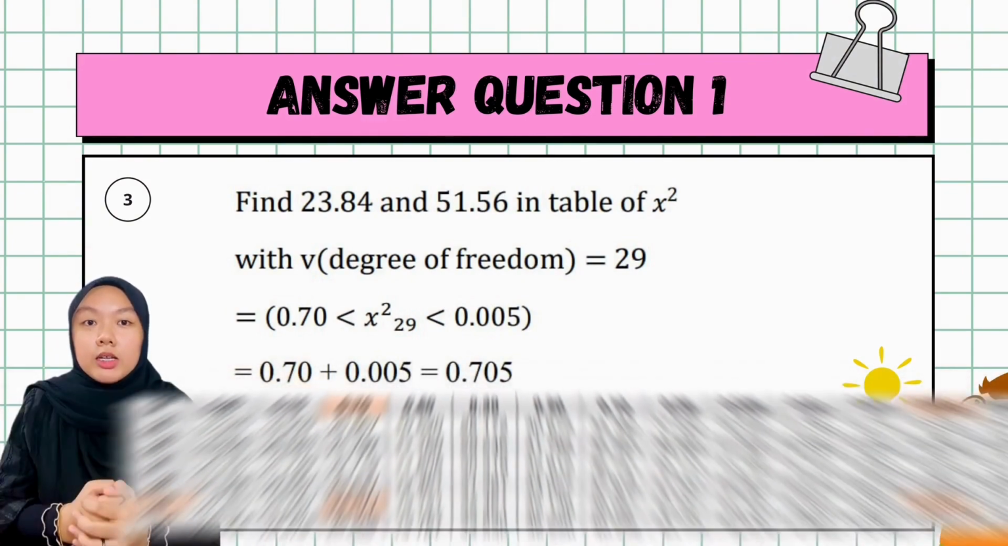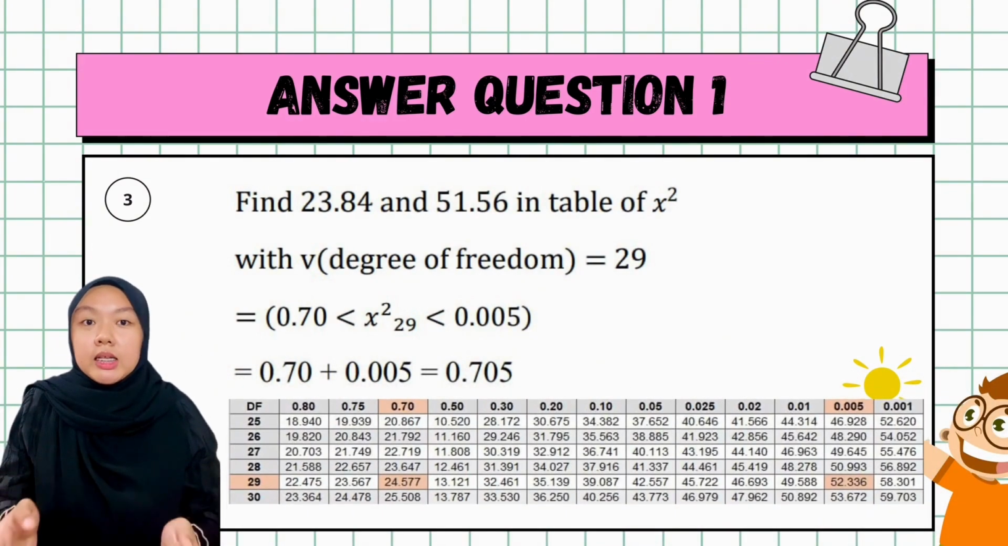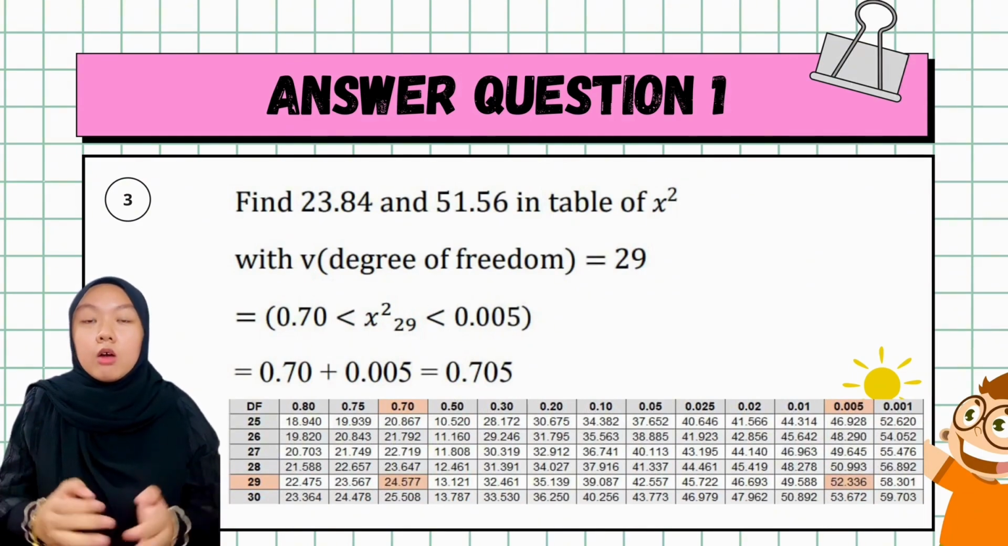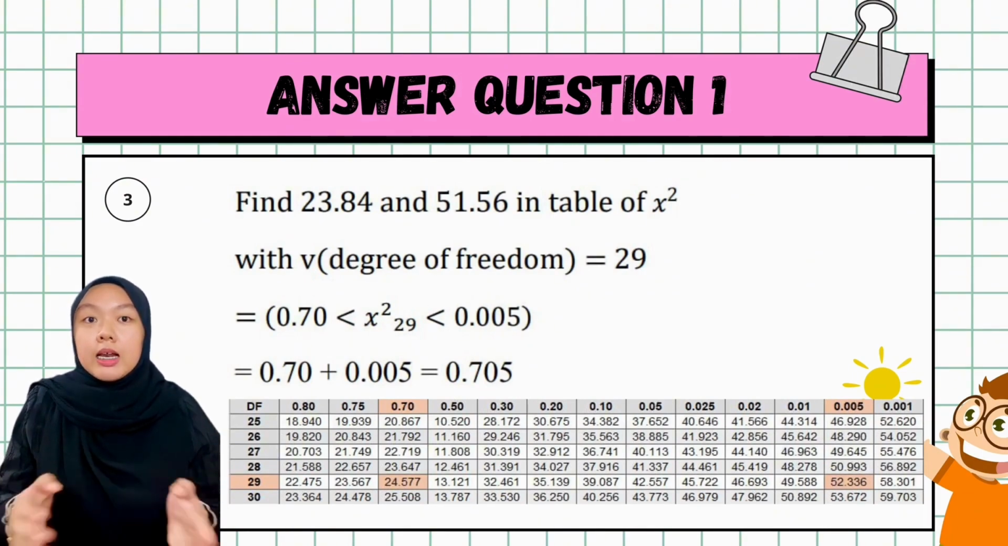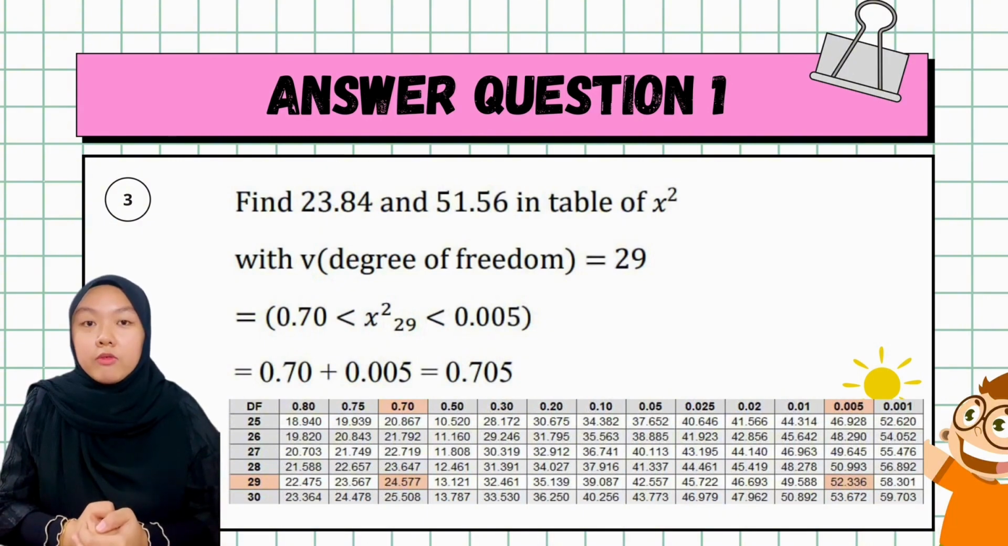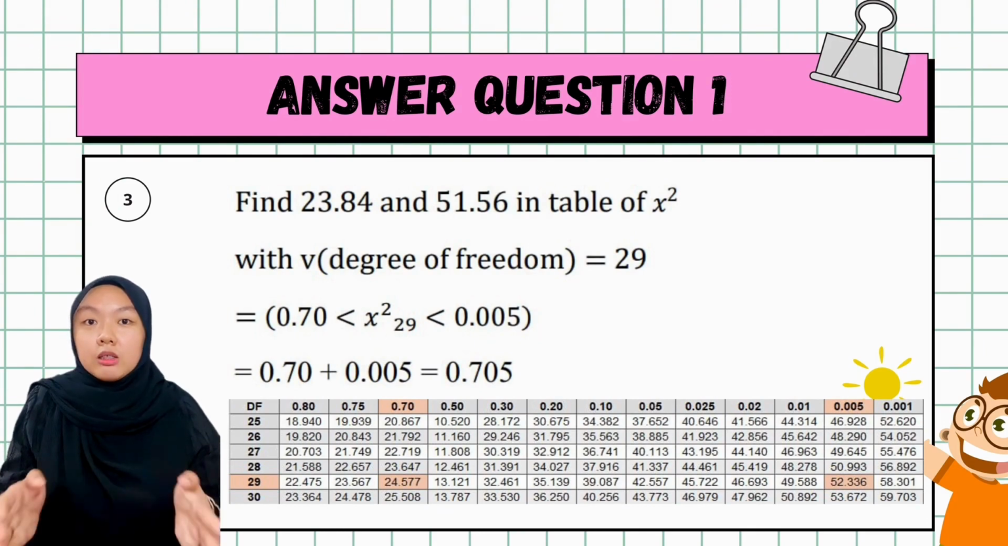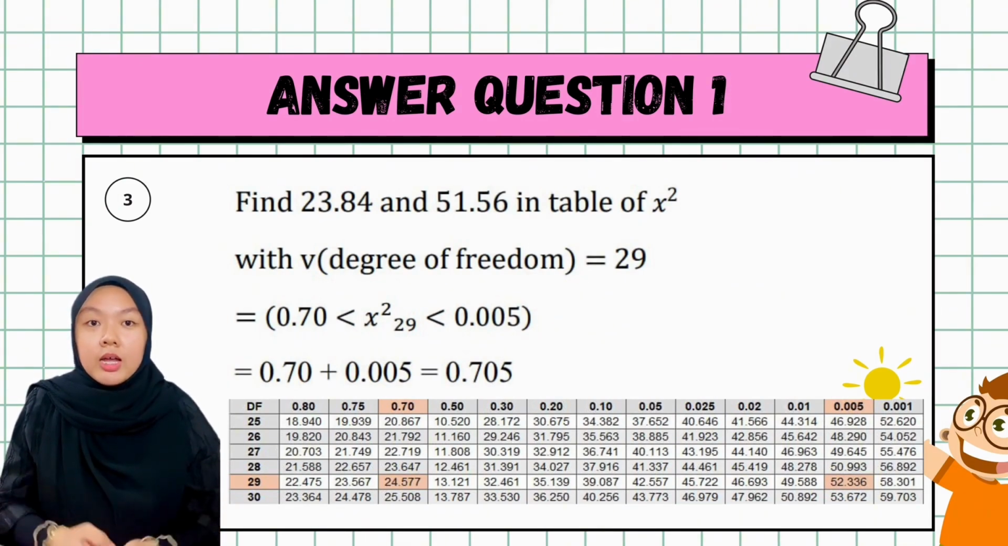Let's focus on this chi-square table. We can see that 23.84 lies on 0.70 while 51.56 lies on 0.005. And lastly, we can say that the probability of the sample variance falling between 185 and 400 is 0.705, as the total of 0.70 and 0.005. That's all from me. We will proceed to the next question.